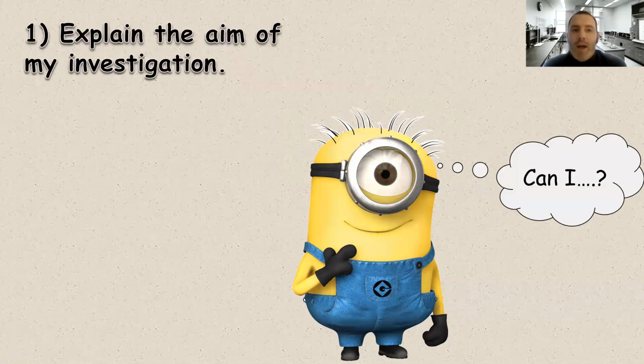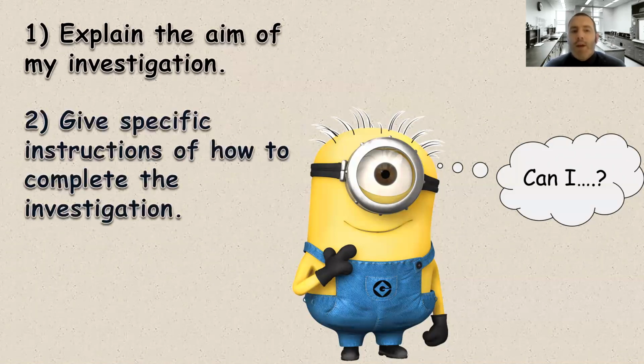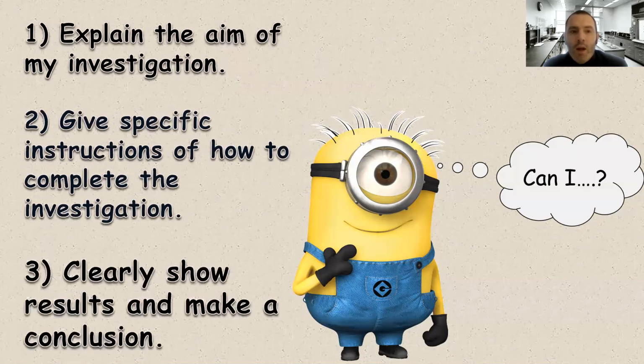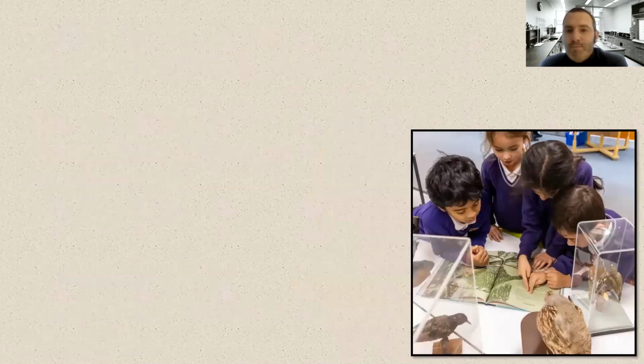So, can I explain the aim of my investigation? Can I give specific instructions of how to complete the investigation? Can I clearly show results and make a conclusion? Now, these are all skills we've practiced. So we've made predictions, we've shown our results, we have had a go at writing instructions. I know we've done them in class. So you guys should all know exactly how to do them.